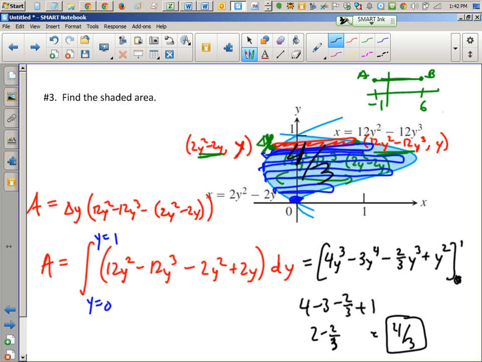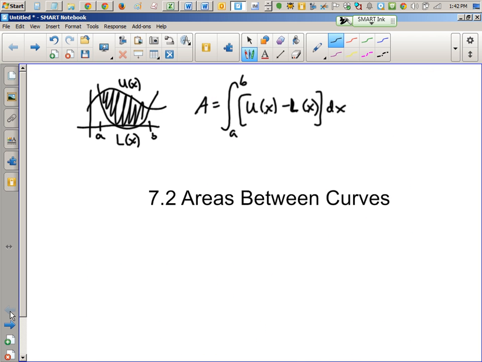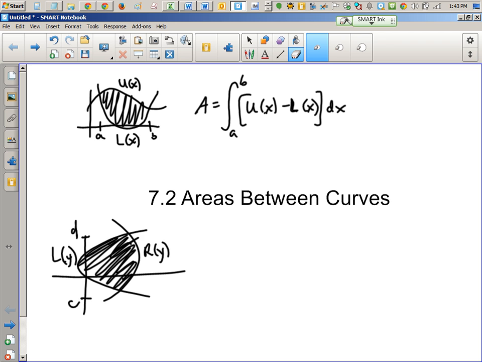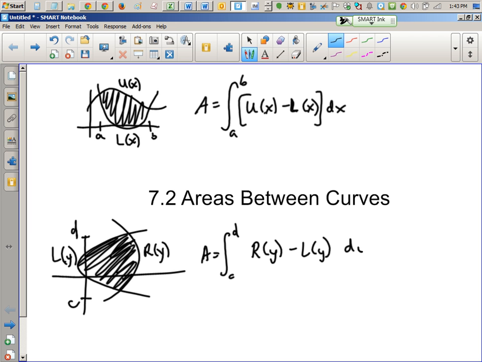So what do you do if you have two functions where one is sort of on the right and one is sort of on the left? If your picture looks like this, yeah, we can call this the rightmost function, and we can call this one the leftmost function. They're going to have y's as variables. And you'll be integrating between two y values. We'll call them c and d. So to get this area in here, you would do the integral between c and d of r of y minus L of y dy.